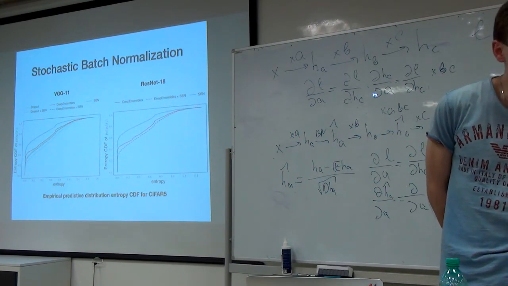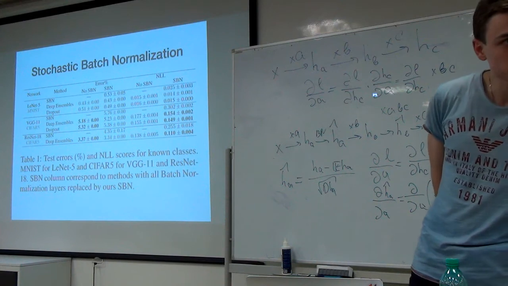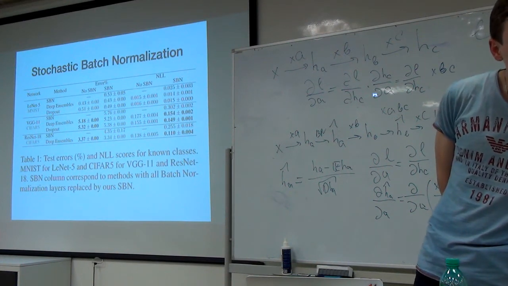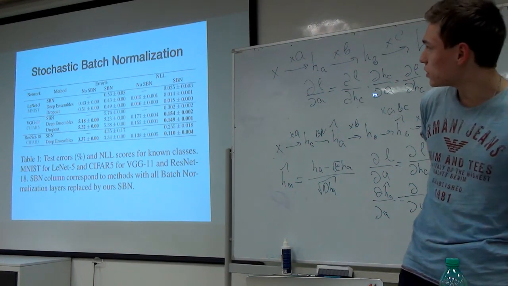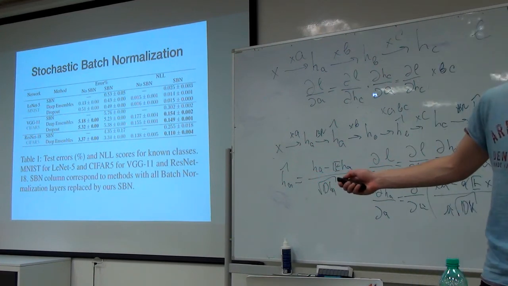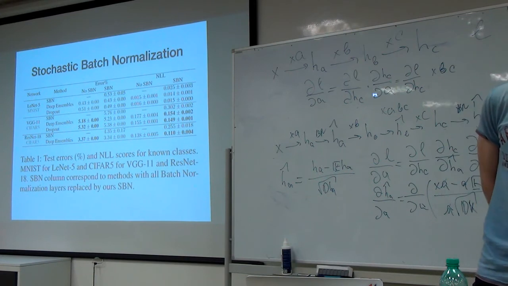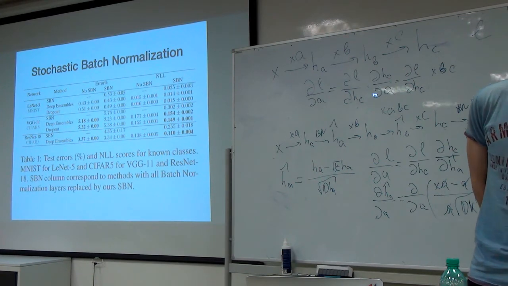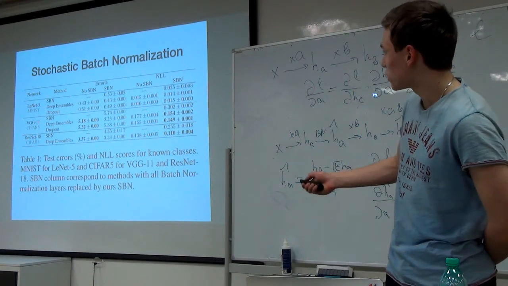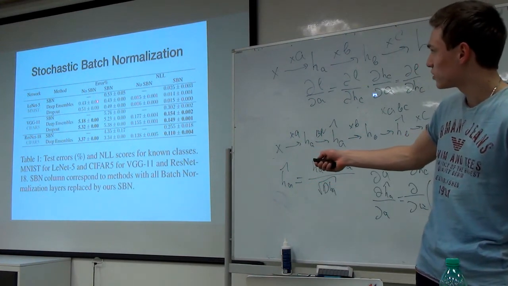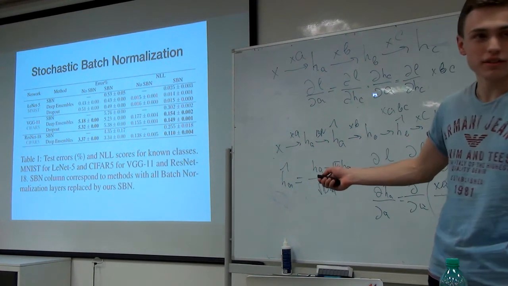In the table, in the case of no SBN, there was no uncertainty whatsoever, right? So it was not an ensemble. There are all for ensembles, SBN with sample statistics. But no SBN, is it an ensemble of neural networks or what? Nothing. It's just nothing.